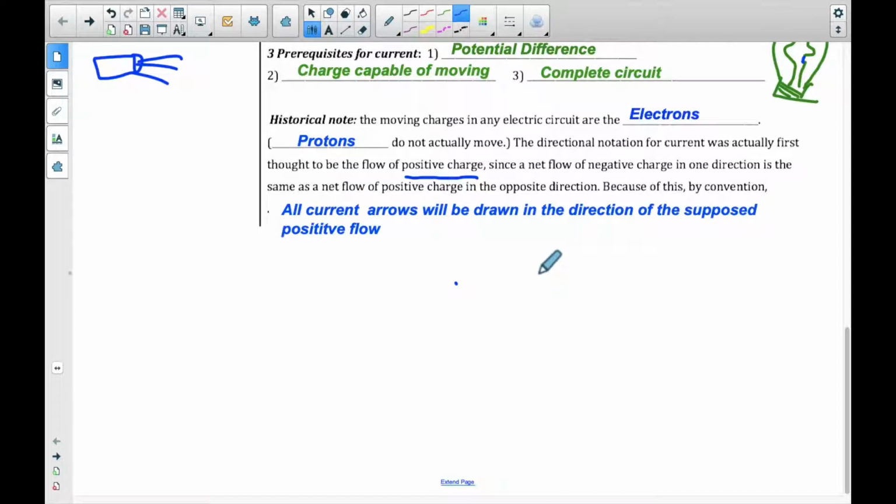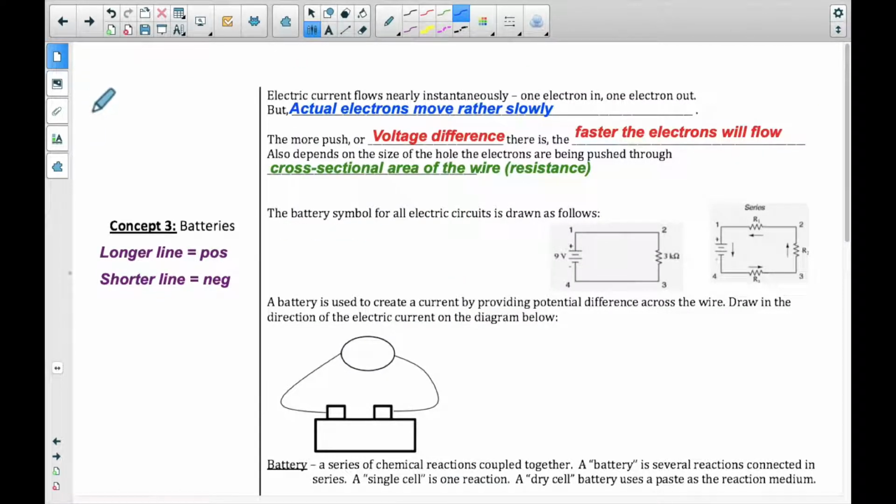However, by the time that was discovered, so much had already been written about electricity that there was no way to go back and change all those books. So we just said, you know what, we know this is the way it is, but we're going to stick with it even though we know it's wrong. And so when we draw our current, it'll be drawn in the direction of the supposed positive flow. Let's turn the page. Okay, let me go back to that diagram we had on the other side.